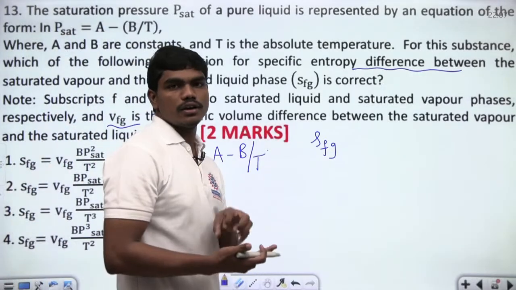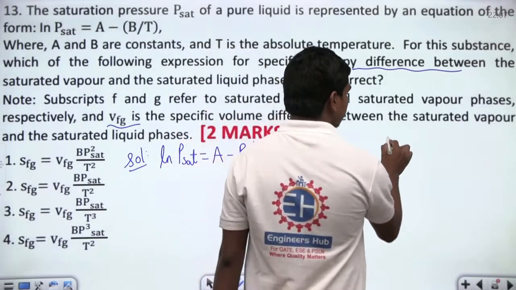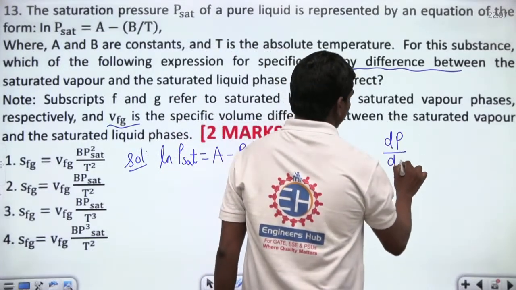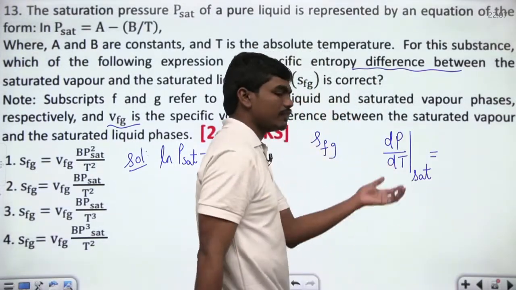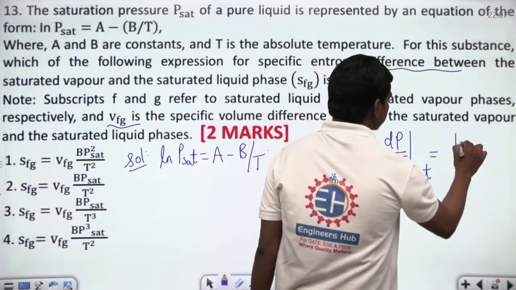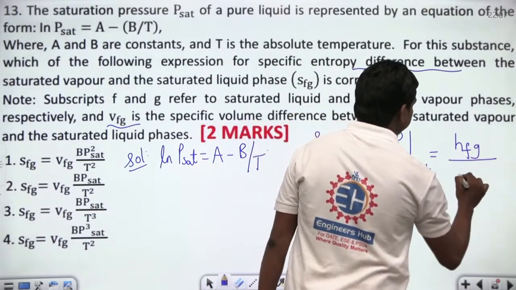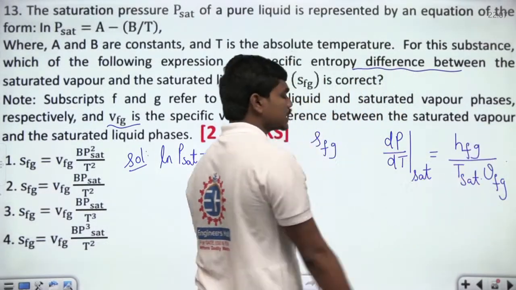Now we know one very famous equation, the Clapeyron equation. What does the Clapeyron equation tell us? dP by dT saturation, for a phase change process, is equal to HFG divided by T sat into VFG. This is known to us. This is the Clapeyron equation.